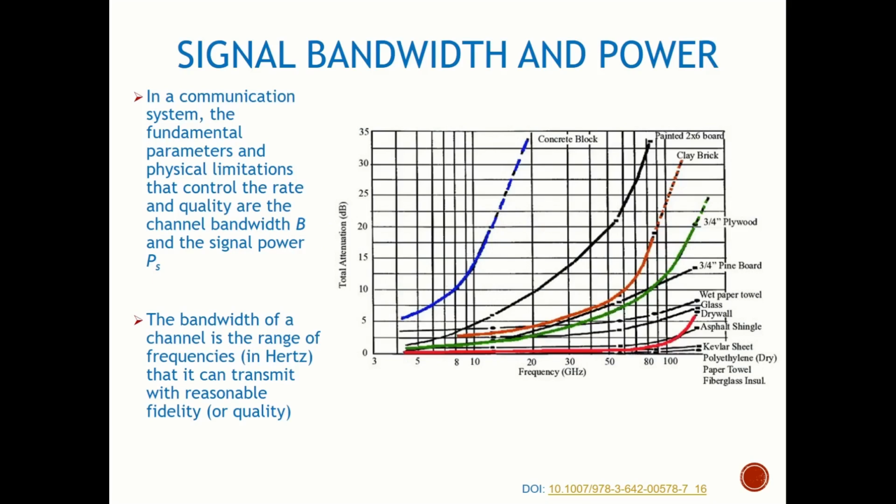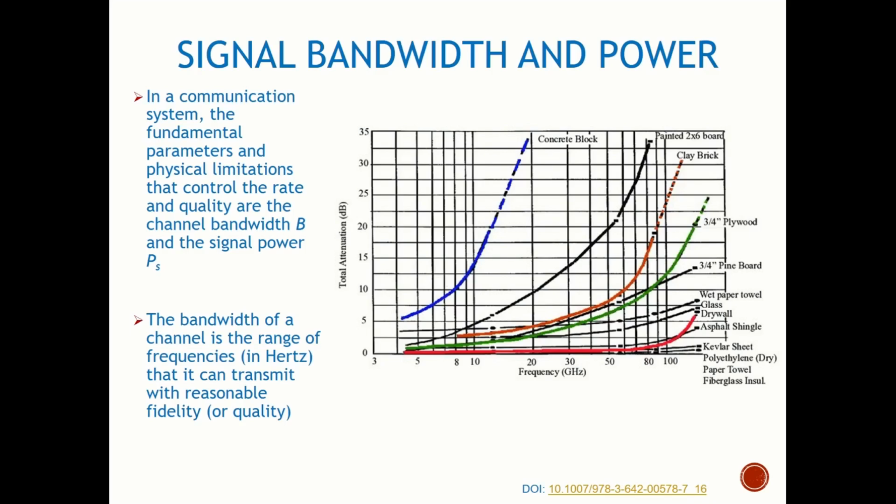Now, the first thing is the bandwidth of a channel. So what is the channel bandwidth? Basically, it's the range of frequencies in which a signal can be transmitted. So why do we have a range of frequencies? Why can't just any frequency be transmitted over the channel?